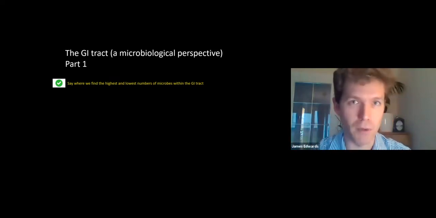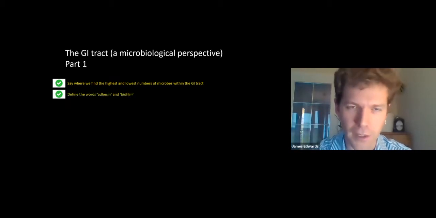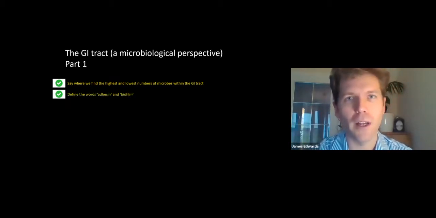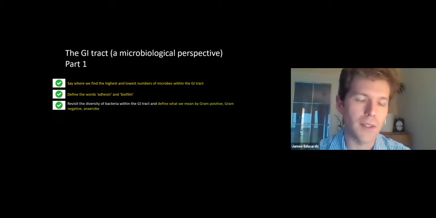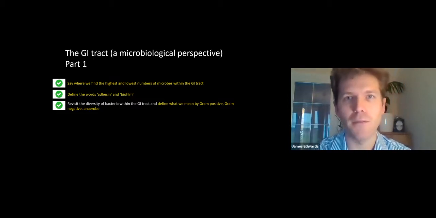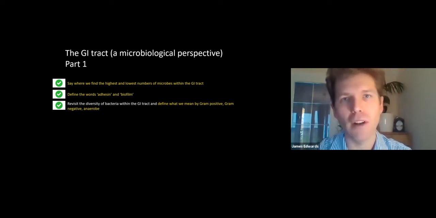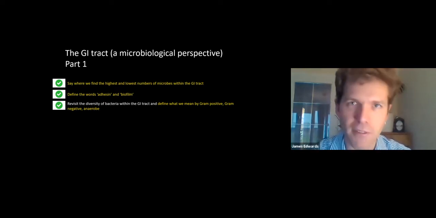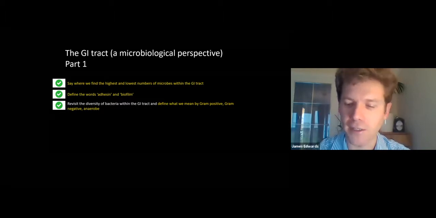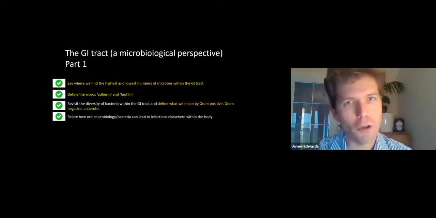So simply, you should be able to say where we find the highest and lowest numbers within the GI tract. That's true both of bacteria, viruses, and other things as well. You should be able to define adhesin and biofilm. As a bit of revision, you should be able to define what we mean by gram-positive, gram-negative, and anaerobe, and we'll relate that back a little bit to the diversity of things that grow inside the GI tract as well. We'll go through a little bit about oral microbiology.